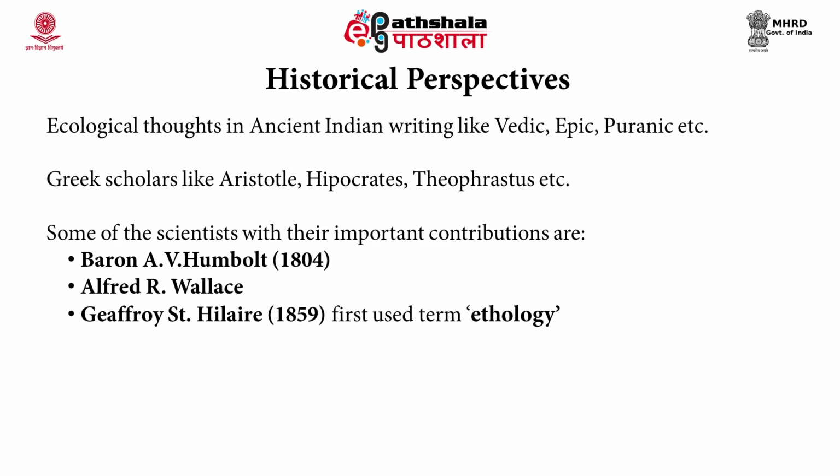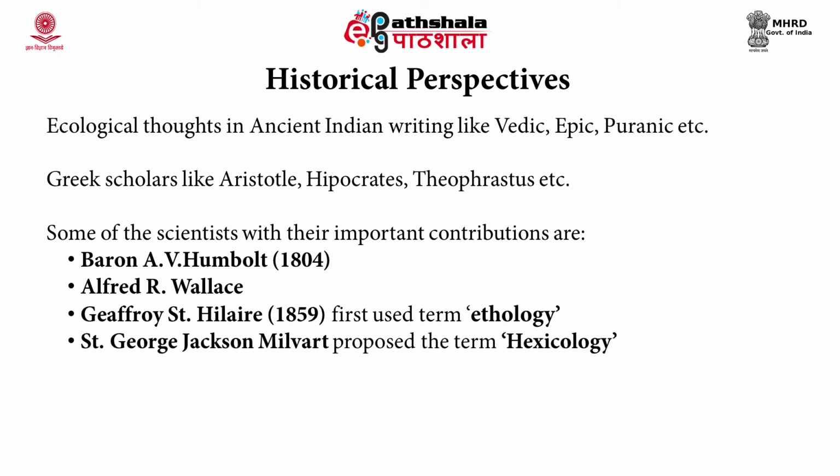Geoffroy Saint-Hilaire in 1859 first used the term ethology to refer to the study of the relationship of organisms with their environment. St. George Jackson Mivart proposed the term hexicology to refer to the study of organisms in relation to environment regarding the nature of locality, temperature and amount of light that best suit them, and also their relation with other organisms as enemies, rivals or accidental and involuntary benefactors.